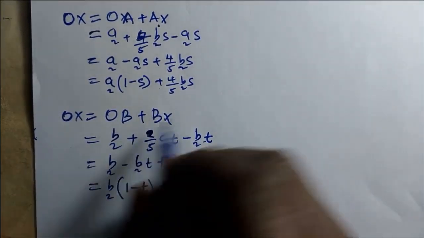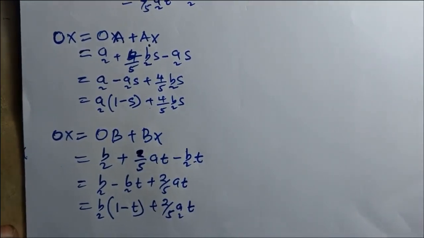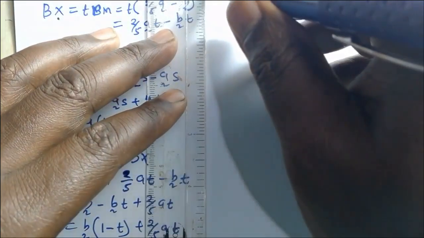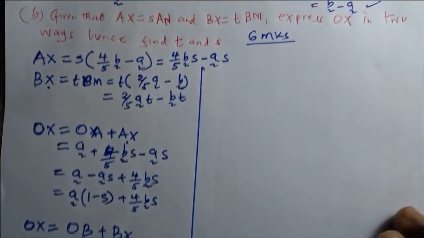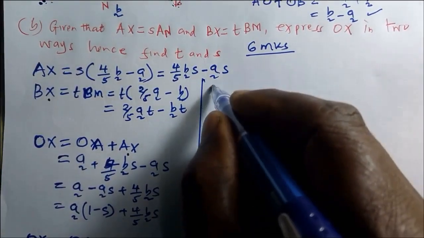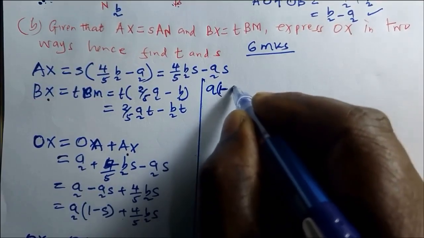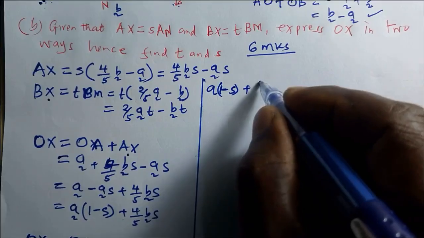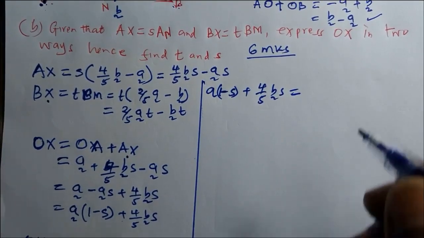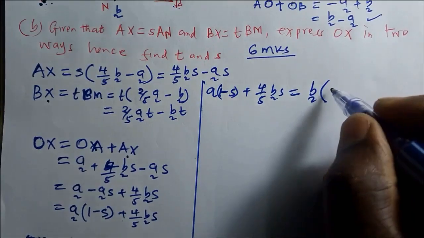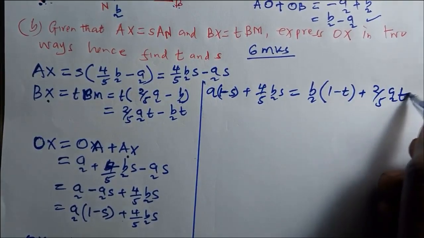Now since this OX and this OX are the same, we are going to equate them. They are equal because whether you use a different route, you are going to obtain the same result. So we say A into 1 minus S plus 4 over 5 BS is equal to B into 1 minus T plus 2 over 5 vector AT.